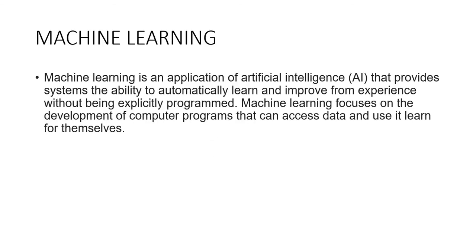You understood. Now, what is machine learning? Machine learning is an application of artificial intelligence, or a subset of artificial intelligence, that provides systems the ability to automatically learn and improve from experience without being explicitly programmed. Machine learning focuses on the development of computer programs that can access data and use it to learn for themselves. That's machine learning.